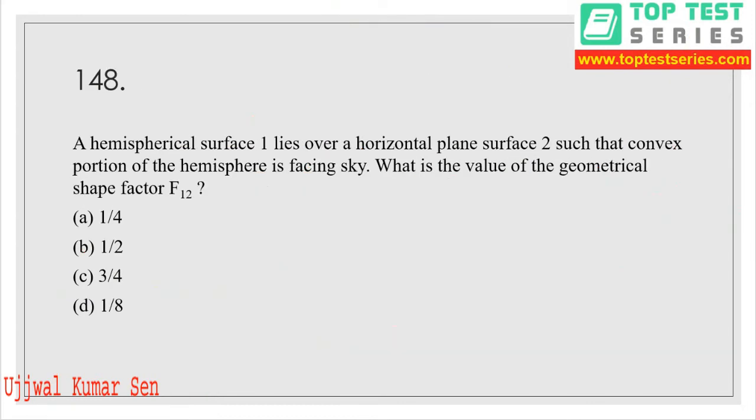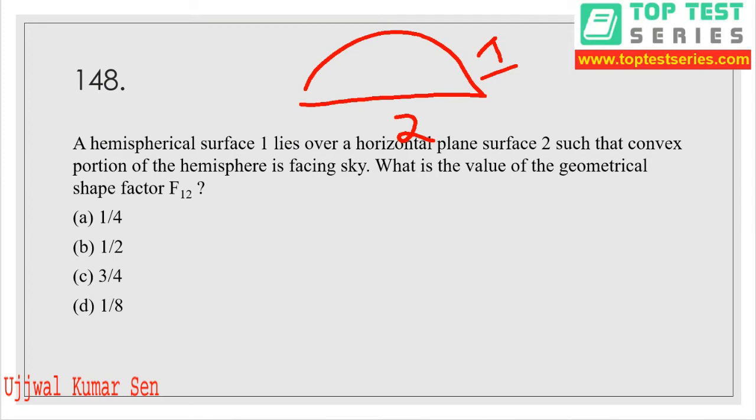Question number 148. A hemispherical surface 1 lies over a horizontal plane surface 2 such that the convex portion of the hemisphere is facing the sky. What is the value of the geometrical shape factor F12? We have to find the value of the geometrical shape factor 12. So we have it like this. Let's consider this as 2 and this as 1, because it says hemispherical surface 1 lies over horizontal plane 2. We have to find F12. That is important.